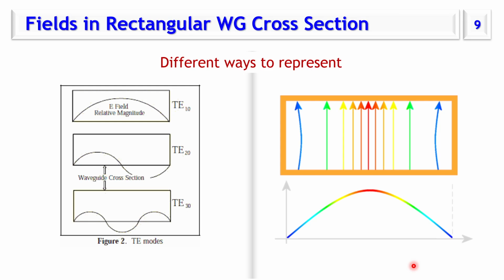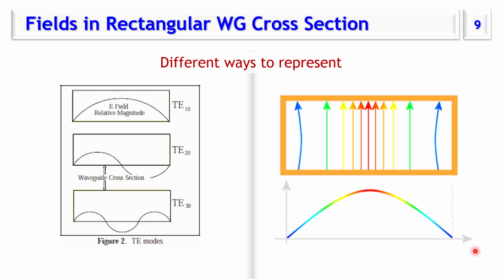Okay, how would we represent the field in the transverse plane? We know that along the z-axis it is sinusoidal propagation, like e to the minus j beta z. But for the cross section, we need to find the distribution, and there are multiple ways. So this is one way, with more dense arrows. It means that the field is going from bottom up, and there is more density of arrows here, which means higher amplitude. Here it's less density of arrows, so it's less amplitude.